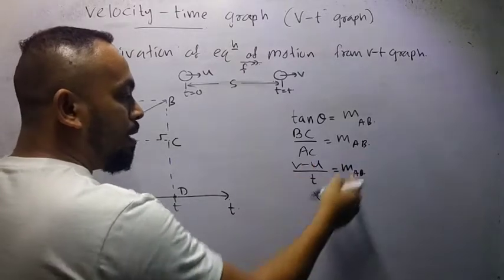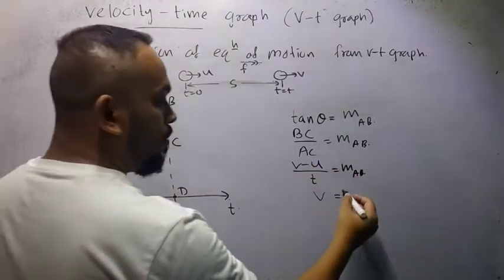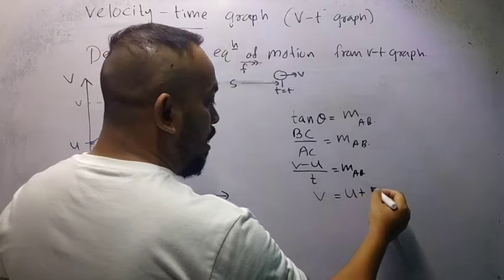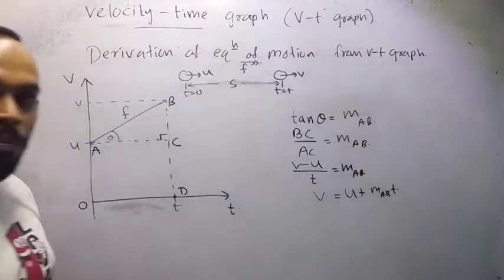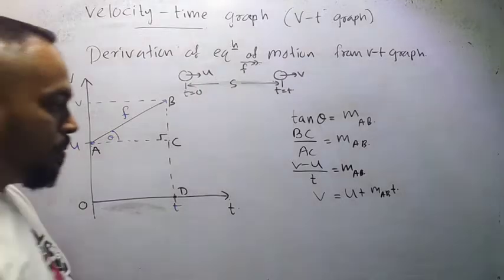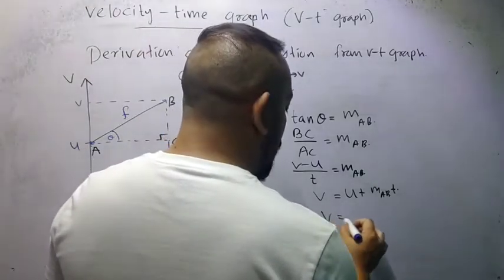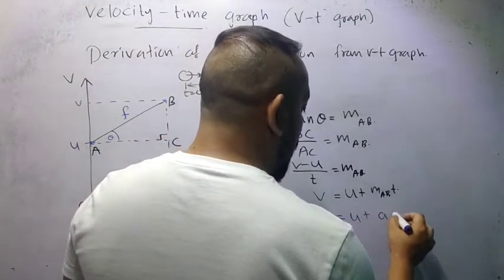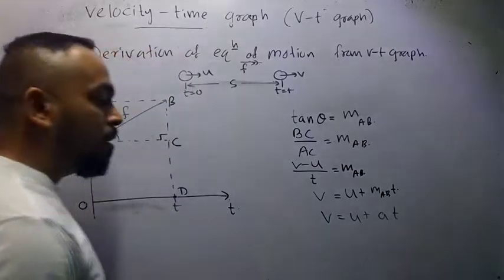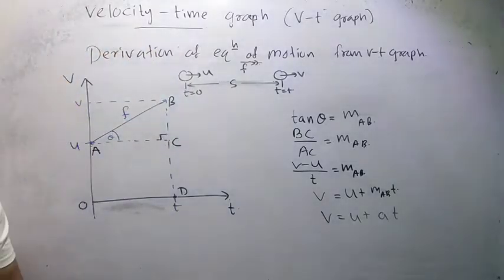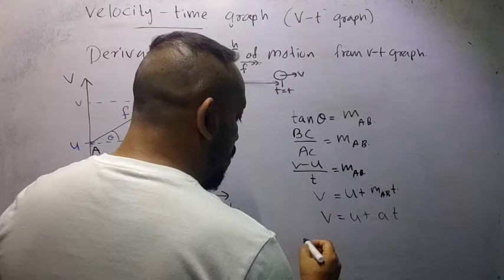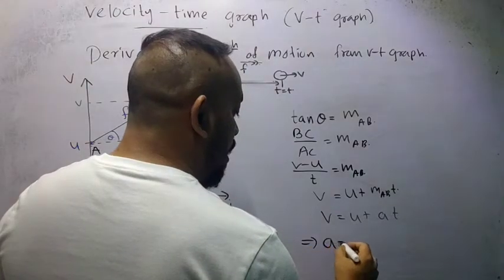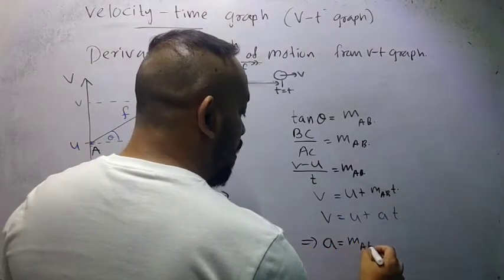Now I take u over to the other side, so that gives me u plus M_AB times t. Do you recognize this? V equals u plus at. V equals u plus at. So when you compare these two, I will get a is equal to M_AB.